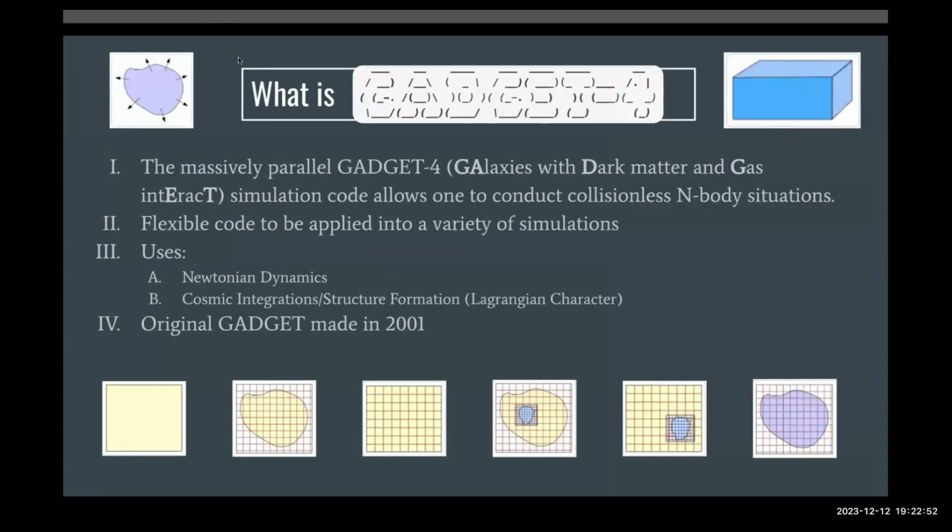Okay, so what exactly is Gadget 4? Gadget 4, or Galaxies with Dark Matter and Gas Interact, is a massively parallel simulation code that allows one to conduct collisionless n-body simulations and is written in C++. The n-body refers to a simulation of a dynamical system of particles. I mentioned that this code is massively parallel. So what does that actually mean?